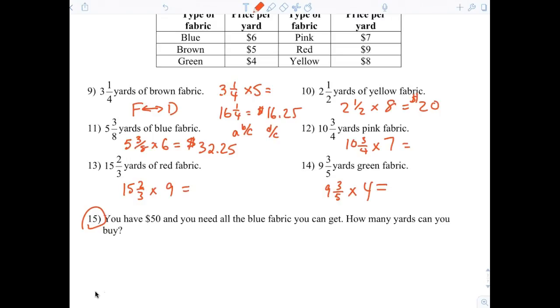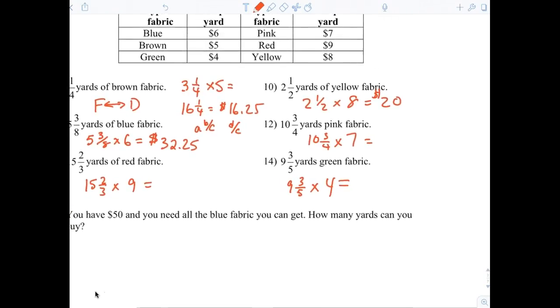All right, Caroline, you're up. Number 12. So you take 10 and 3 yards and you multiply that by pink, which is $7, and then you make it a decimal. So it's $75.25. Everybody happy with that? Yeah. Are you with me? You sure? Because you look like you were off in La La Land somewhere.